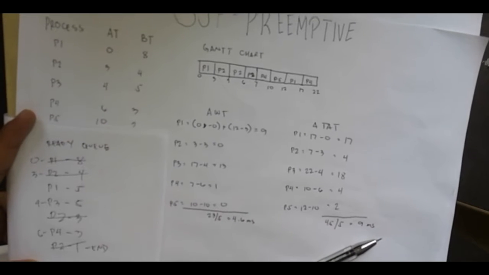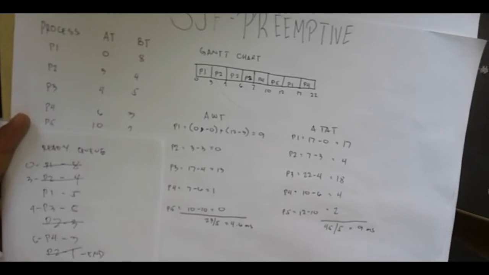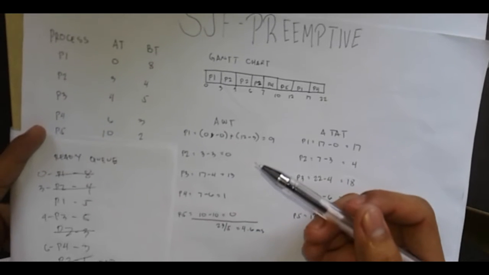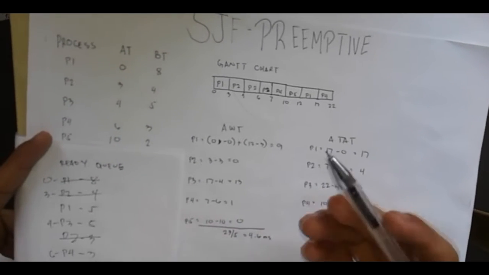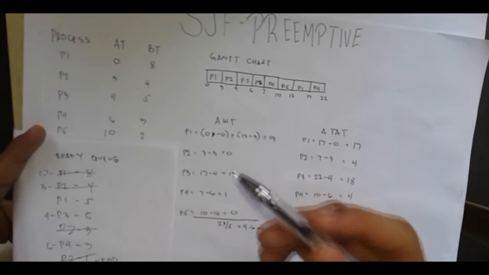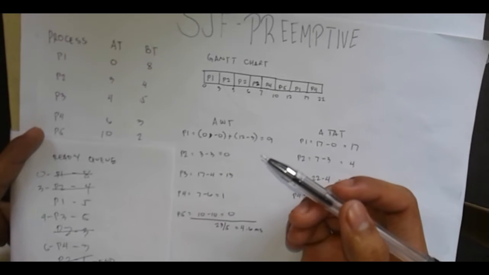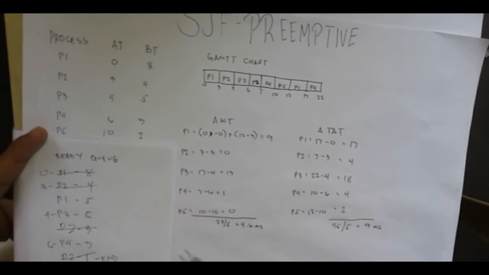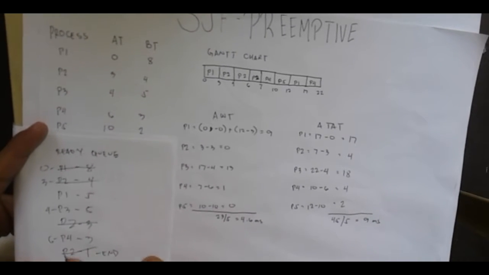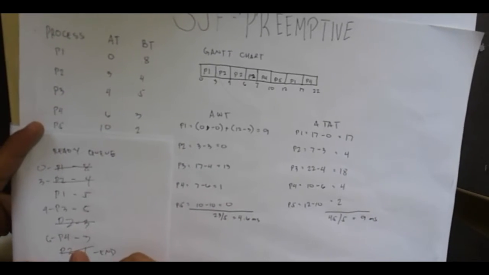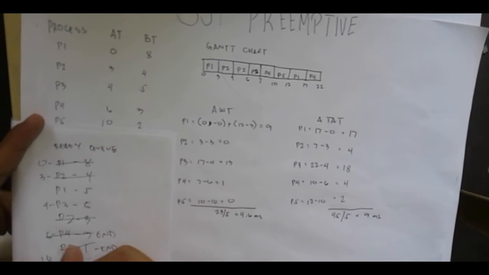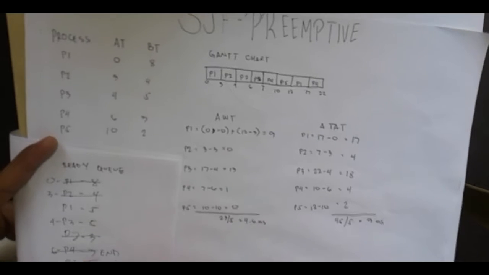We have 3 processes remaining in the ready queue: P1, P3, and P4. P4 has the lowest burst time among the 3. So P4 will run with its burst time of 3, and it will end at time 10. But at time 10, P5 has arrived with a burst time of 2.